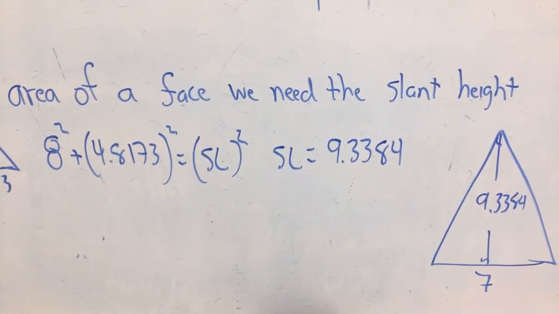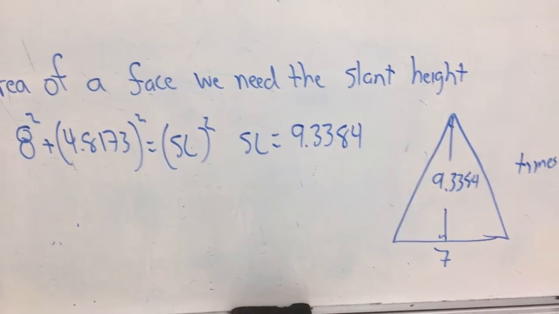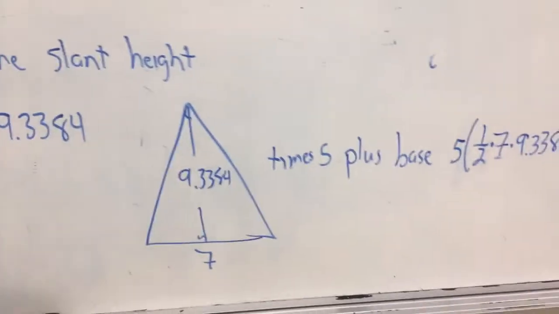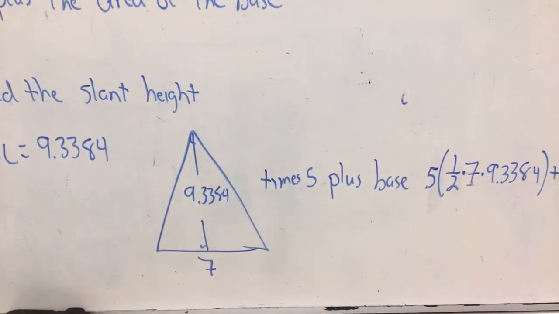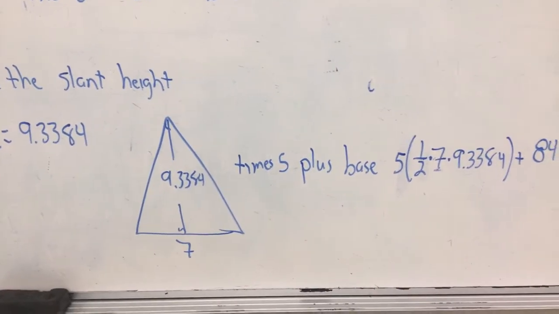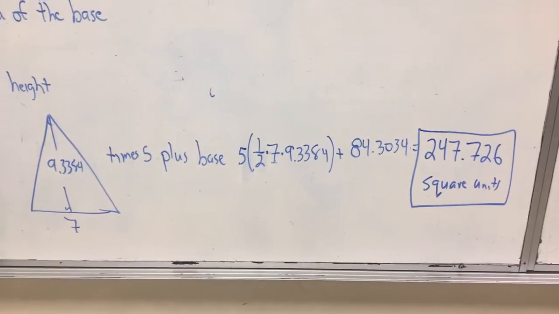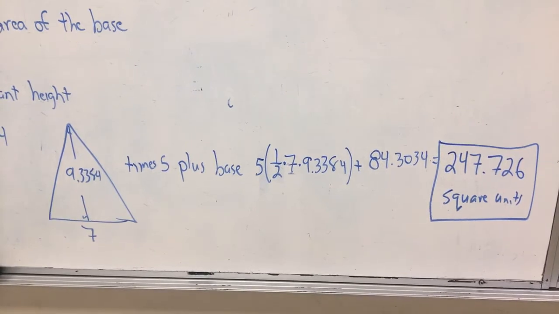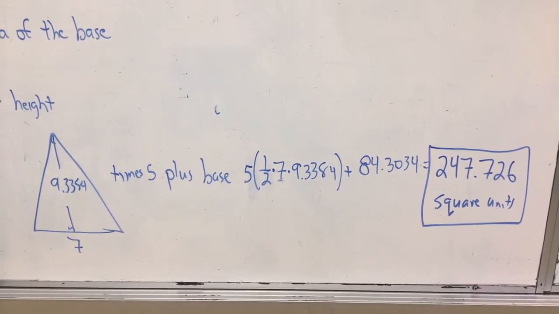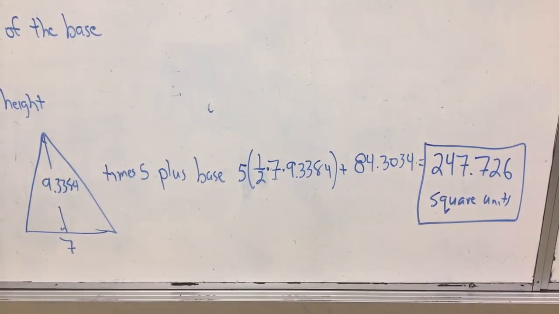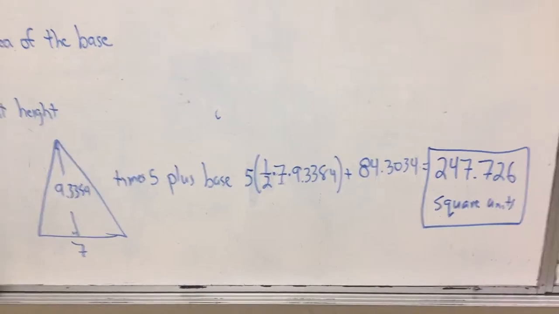And we come to find out the slant height is equal to 9.3384, okay? Now, the area of that triangle times 5 plus the base will give me the surface area of my regular pentagonal pyramid with side length 7. And it comes out to be, after you do all the little multiplying there, 247.726 square units. Okay?